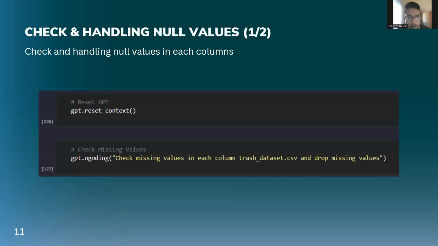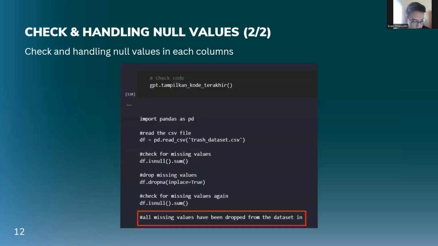Next is checking and handling null values. The .reset context syntax is used to reset the AI's recollection of previously given commands. Then see how we have to specify the command on the next syntax, where here we have to specify our desired dataset. The syntax had been successfully executed, but sometimes the AI will not show the result, and in this situation, the syntax tampilkan kode terakhir can be utilized to show what the AI has been doing. And we could see that the AI has successfully checked and dropped all missing values, and even gave details or reports about what it did.